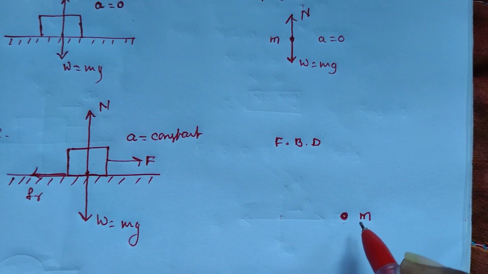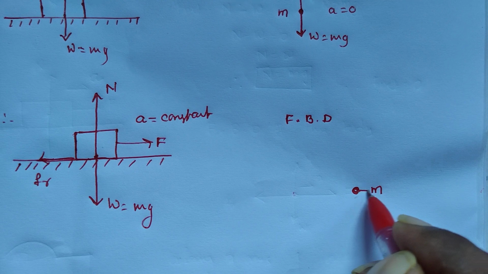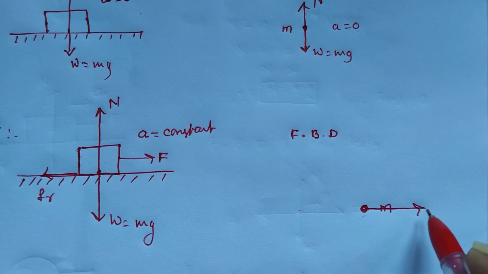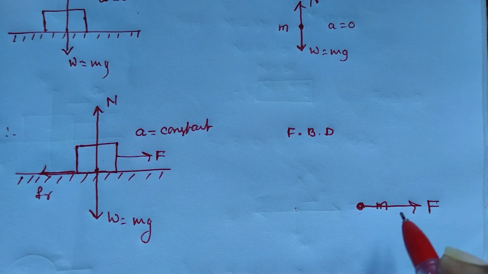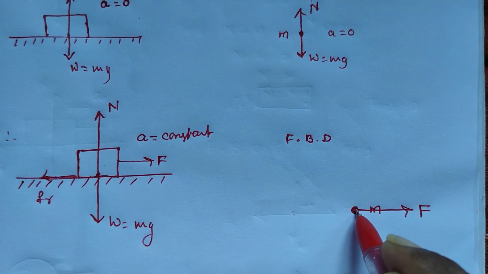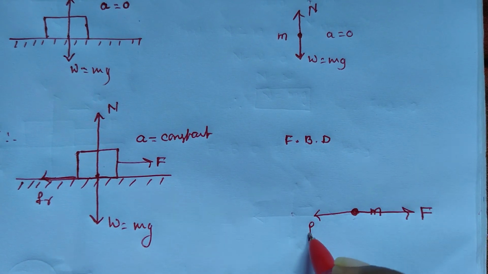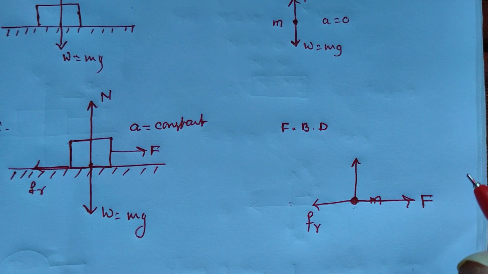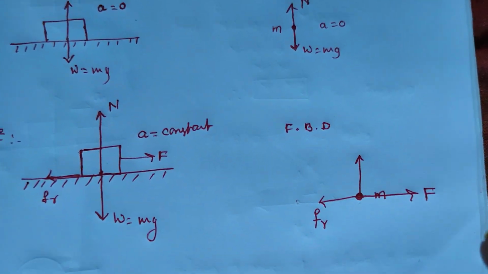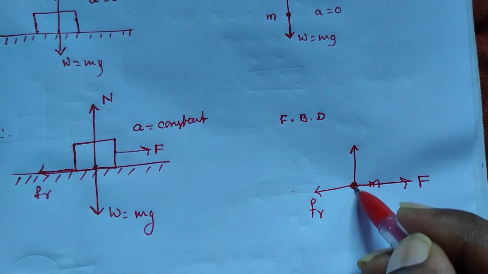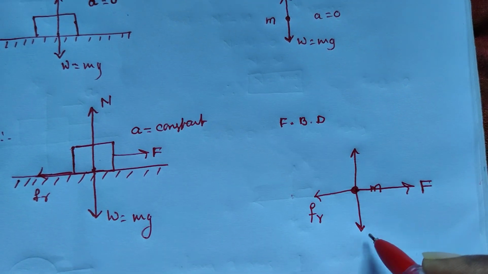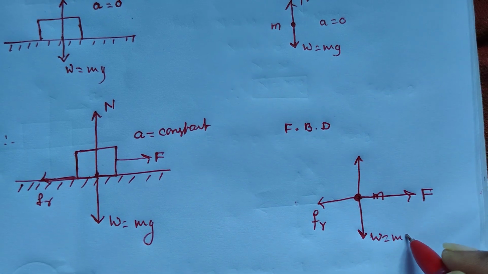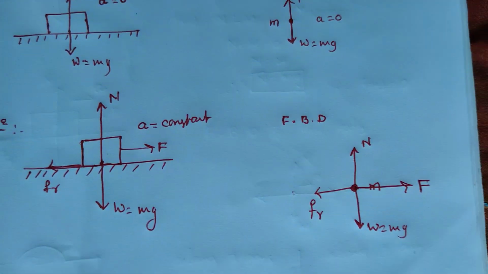Here how many axes required for us? Okay, 2 axes required for us, x axis and y axis. Applied force acts along positive x axis. Frictional force acts opposite to applied force. Normal force acts vertical direction along the positive y axis, and here weight of the body acts vertically downward direction, W equal to mg. Okay, understood?